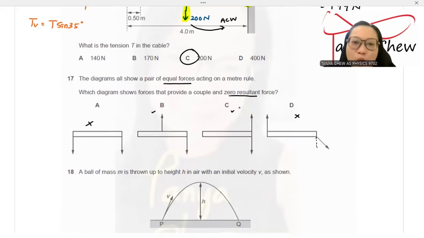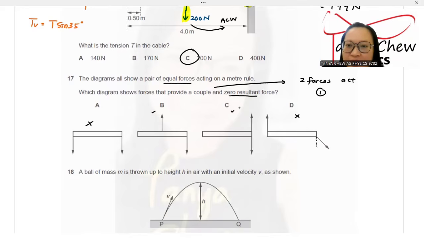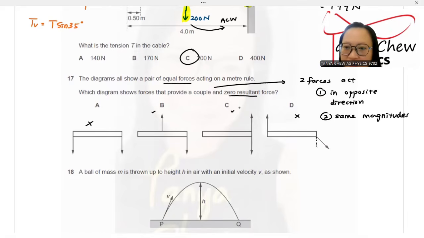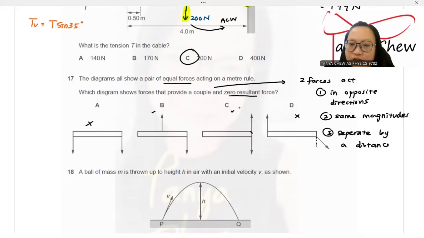Now, couple. What is a couple? A couple means two forces acting, first, in opposite directions. Second, with the same magnitude. Third, separated by a distance. That means they cannot act on the same point. You look at C. In C, two forces are acting on the same point, so it would not produce a couple. Therefore, B is your answer.